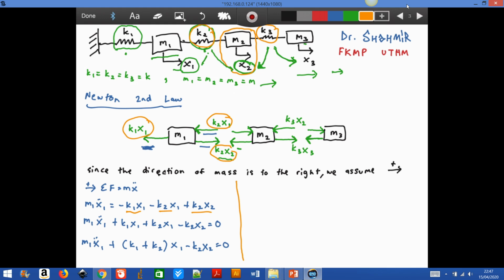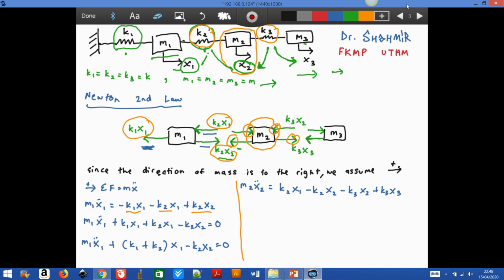Okay, now let's focus on the second mass, which is m2. How many reactions do we have? We have 4 reactions, 1, 2, 3, and 4. So m2 x double dot 2 equals positive k2 x1 minus k2 x2 minus k3 x2 plus k3 x3.